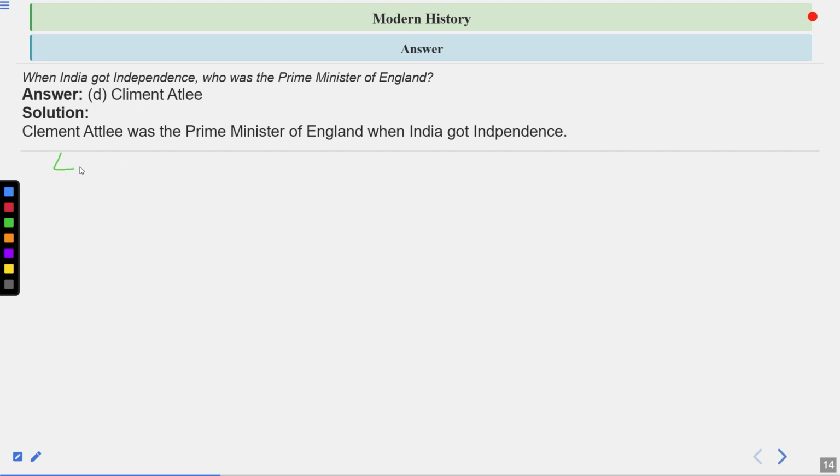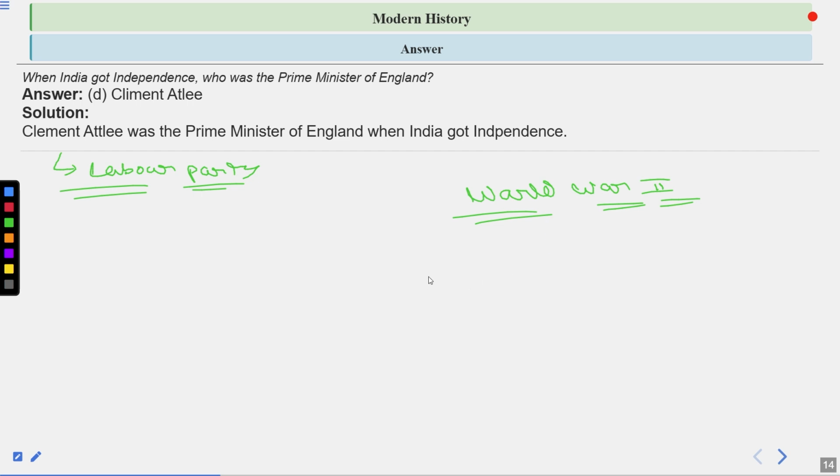So basically, Clement Attlee belonged to the Labour Party. And when he became Prime Minister of England, the first thing he declared is that they were going to liberate India. After the Second World War, the Britishers suffered heavy losses and were unable to hold their colonies for long. And because India was a huge colony, they were running out of funds in order to run the country.